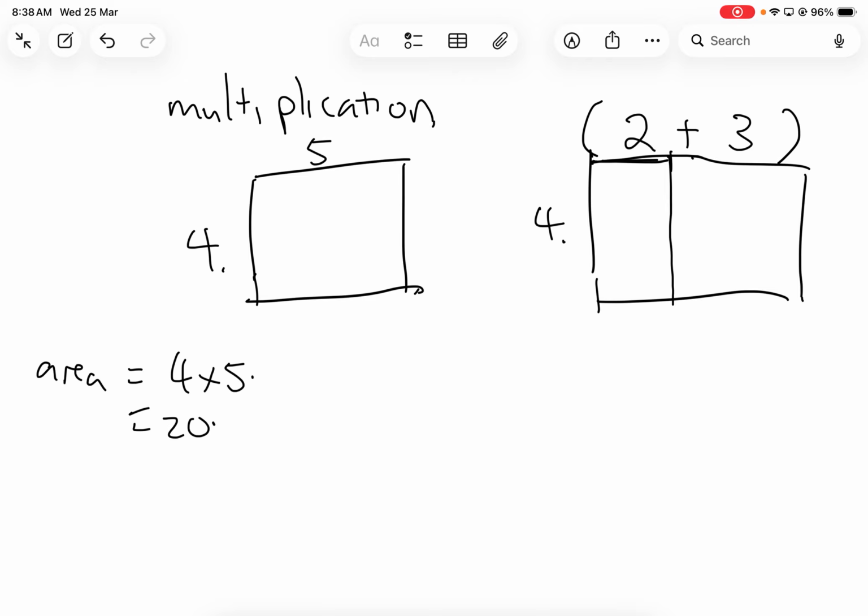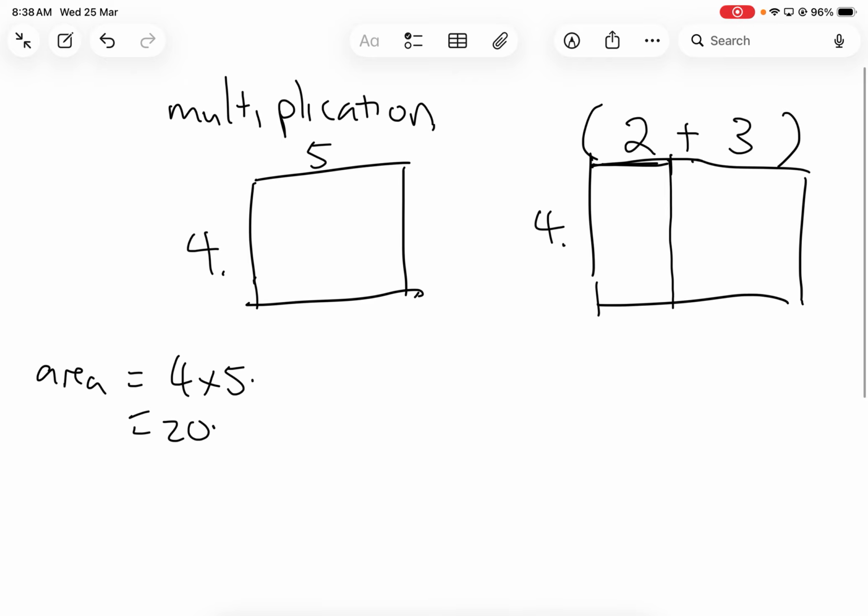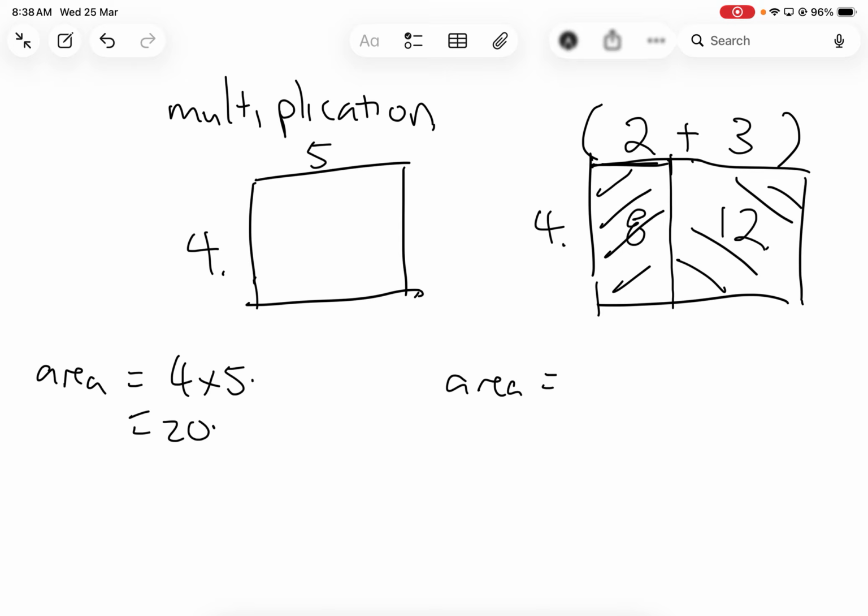Here is A. Here is A. Here is B. Here is X. Here is Y. This is still the length. The length is A plus B. The length here is X plus Y. So, what are the components? What is this one? AX. Because A times X.